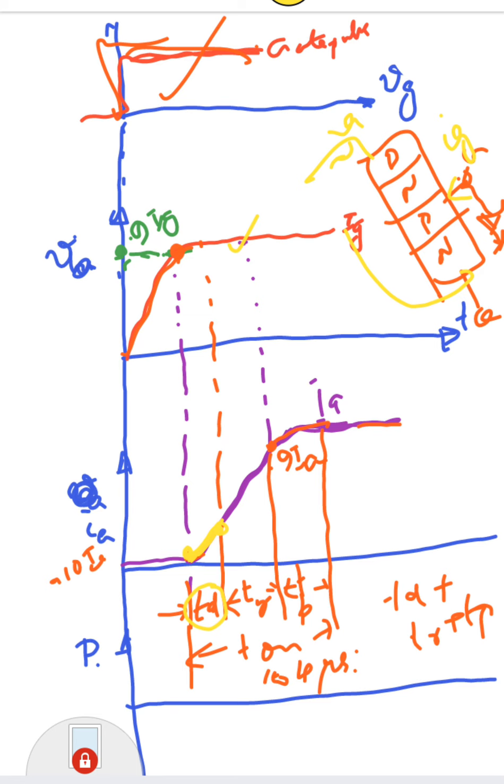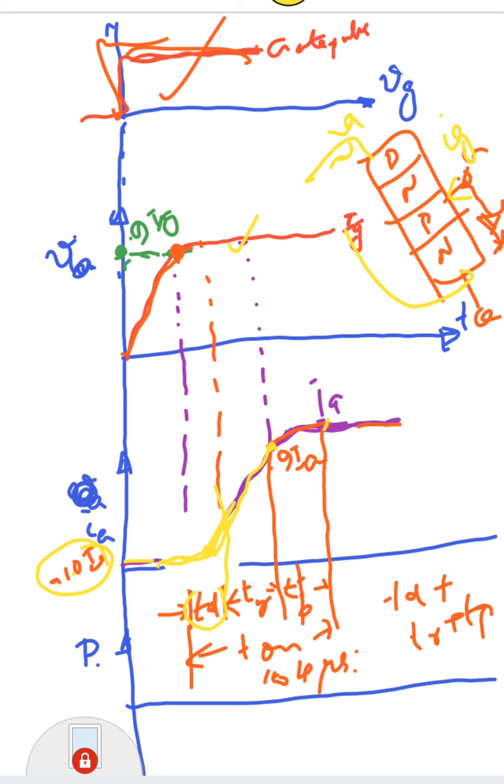actually there is some correction. Anode current slowly starts to increase, and this is actually 10% Ia. This value is 0.1 Ia. From this anode current slowly increases, so this time is called rise time. And from this 90% of Ia to final Ia, again it takes some time called spread time. So the total turn on time is 1 to 4 microsecond.